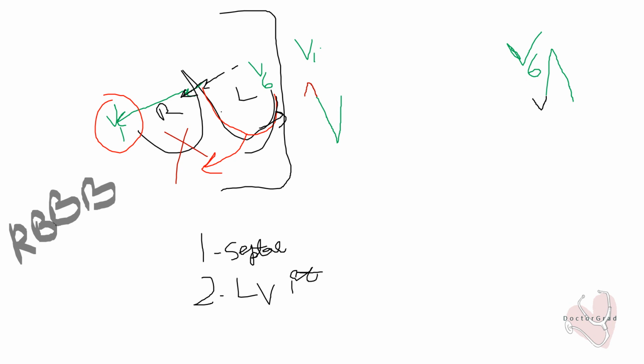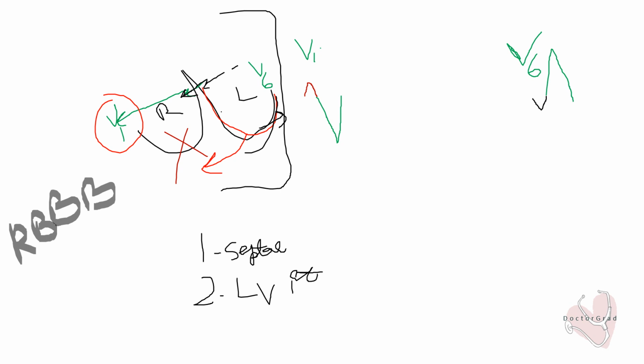Now the right ventricle will get depolarized after the left ventricle, because the current has to pass through the left ventricle and then come back. Normally the right bundle passes into the right ventricle, but now the right bundle is blocked, so it has to come after the left ventricle.